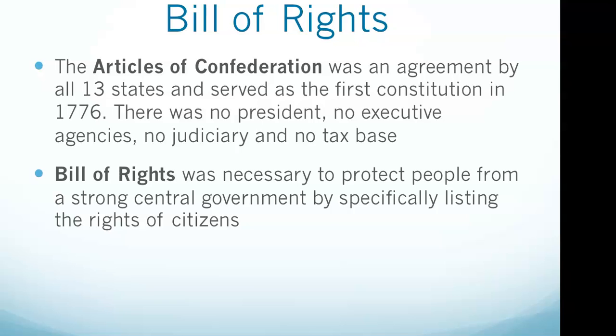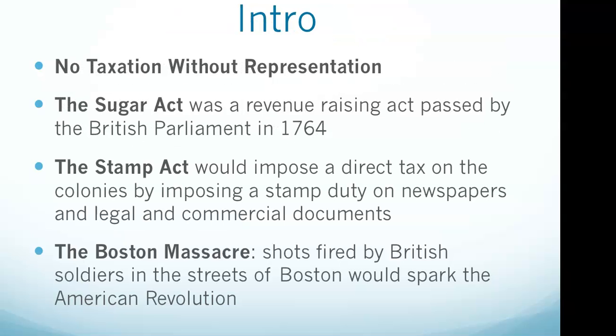That's another big one that you want to be familiar with about the Articles of Confederation: no federal taxes. And we also want to be familiar with the Bill of Rights. The Anti-Federalists believed that the Bill of Rights was necessary to protect people from a strong central government by specifically listing the rights of citizens. The Bill of Rights was added to the Constitution as a compromise between the Federalists and the Anti-Federalists. So I believe that fits in with one of our questions also.